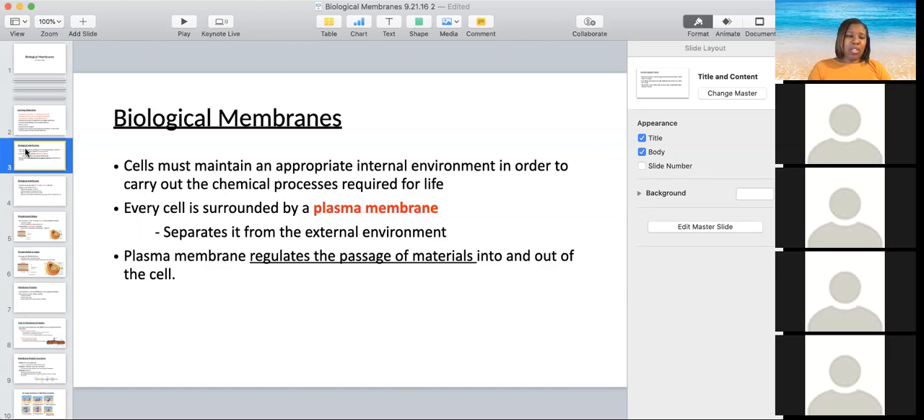One of the most important things that this plasma membrane does is that it separates the internal cell from the external environment. Again, I like to think about it in the context of our skin. So in addition to separating the cell from the external environment, this plasma membrane also functions to regulate the passage of material into and out of the cell. So those are two very important functions of the plasma membrane. What questions do we have about that?